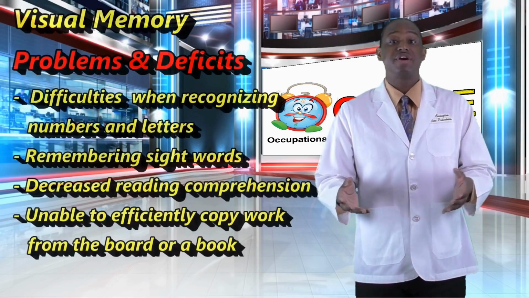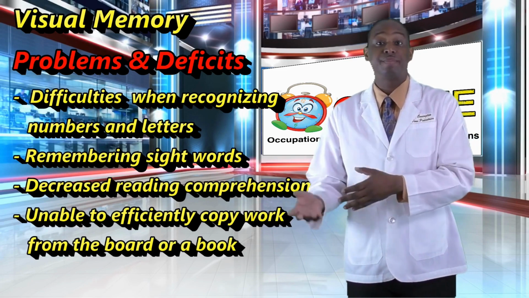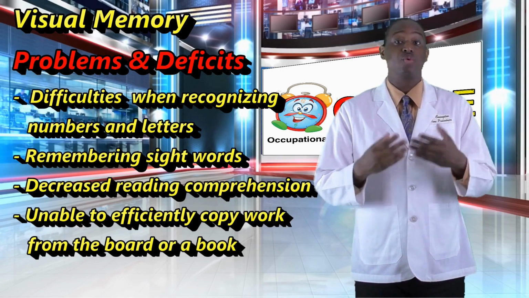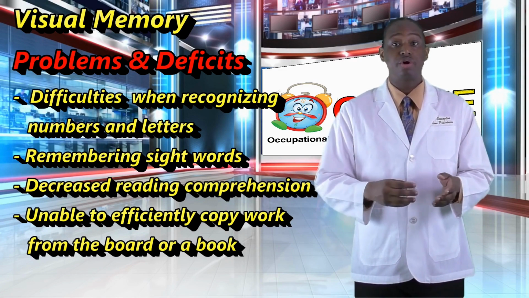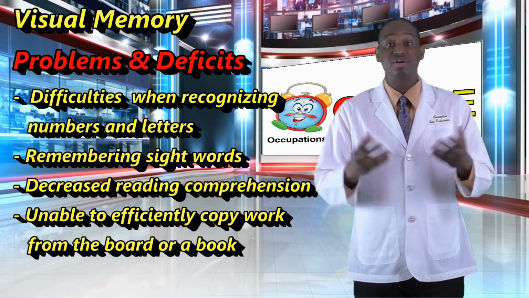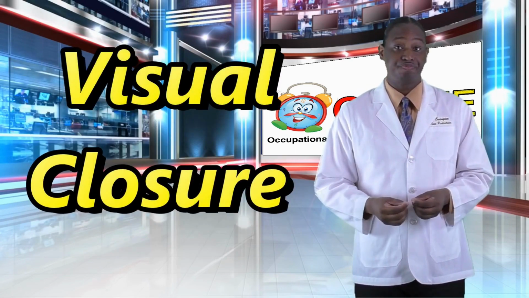Deficits in this area may cause difficulties when recognizing numbers and letters, remembering sight words, one's reading comprehension, or being able to efficiently copy work from the board or a book in a good time. Then there's visual closure.